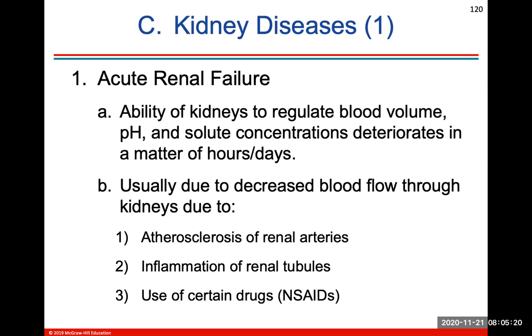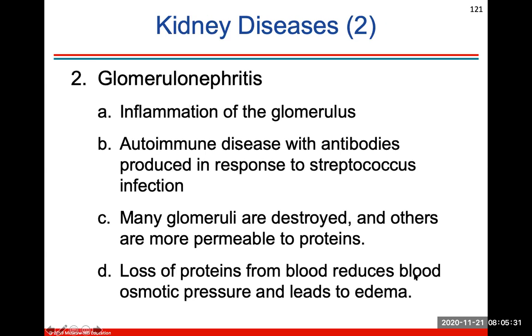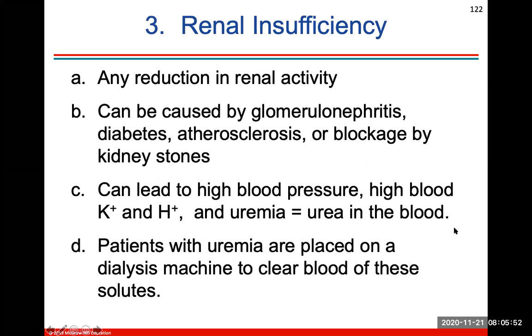This can be due to decreased blood flow through the kidneys due to atherosclerosis of your renal tubules, inflammation of your renal tubules, or use of certain drugs such as NSAIDs. Glomerular nephritis is inflammation of the glomerulus. This is an autoimmune disease with antibodies produced in response to streptococcus infection. Many glomeruli can be destroyed and others become more permeable to proteins. So loss of proteins from the blood can reduce blood osmotic pressure and could lead to edema as well.